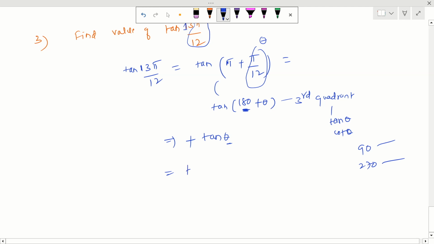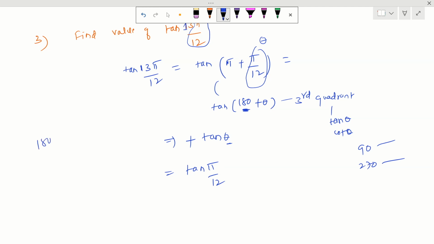Now this is tan pi by 12. So for tan pi by 12, you just calculate 180 divided by 12. What degree do we get? 12 ones are 12, 12 ones are 1, then 6 remains, 12 fives are 60, giving 15 degrees. So this is about tan 15 degrees, right?